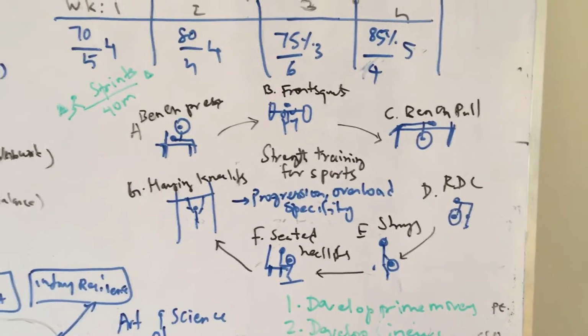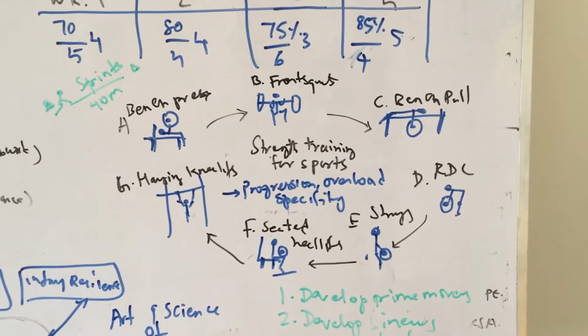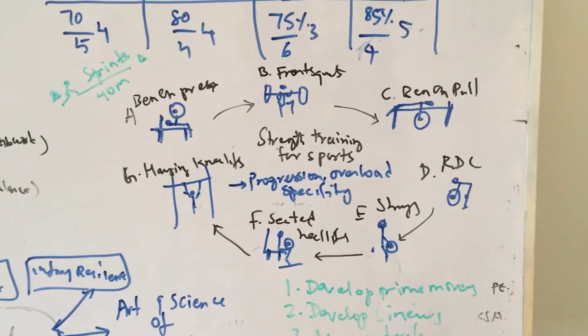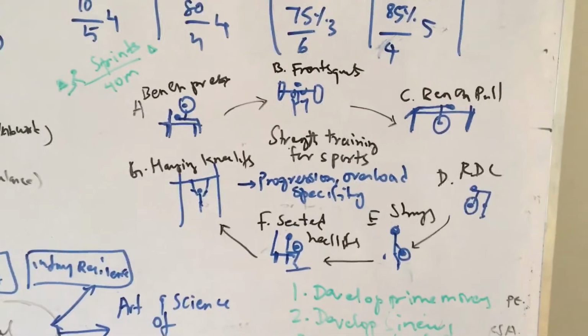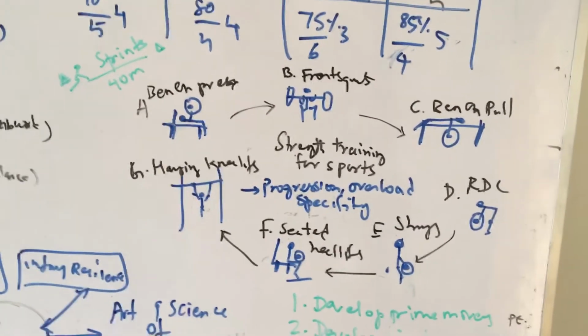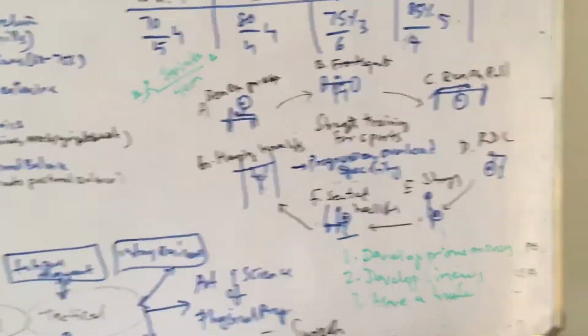Shrugs, seated heel raise, and hanging knee lifts, spinal, so they have to decompress the spine. So this is strength training for sports based on progression, overload and specificity.